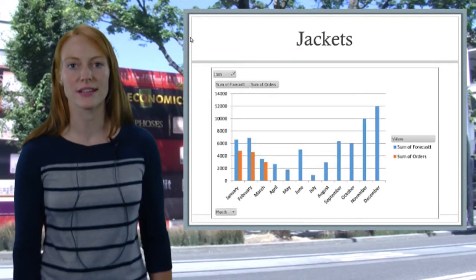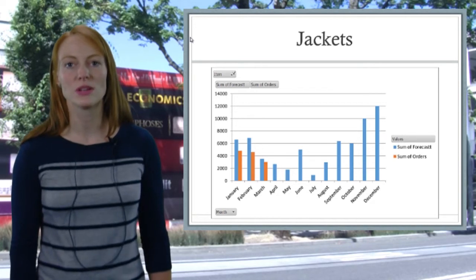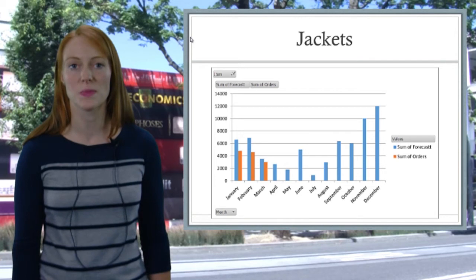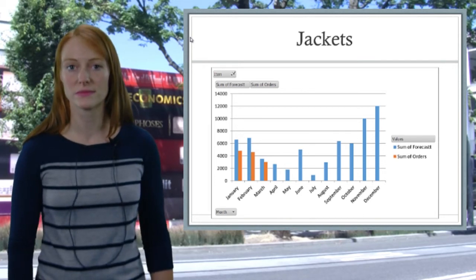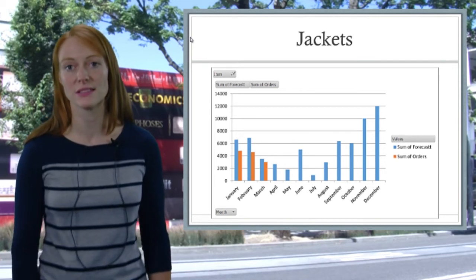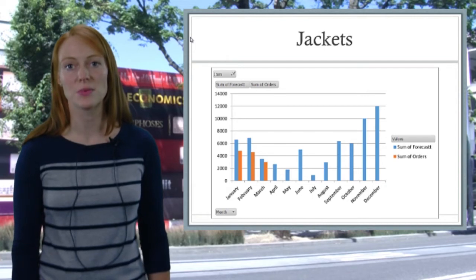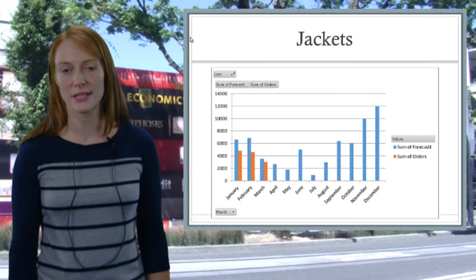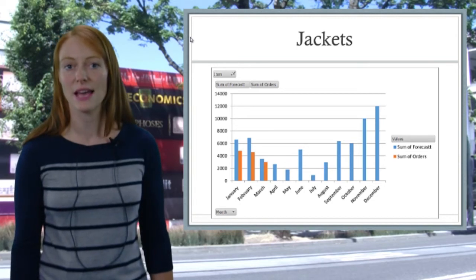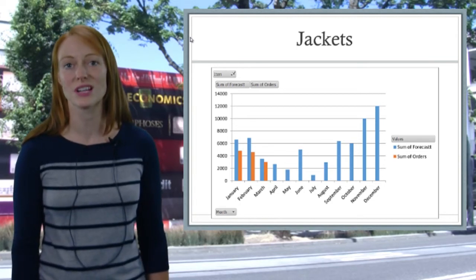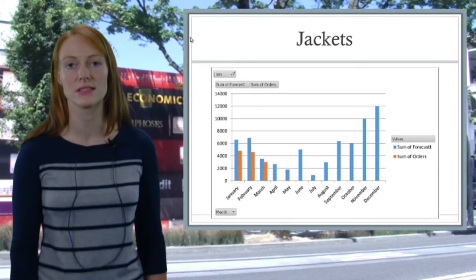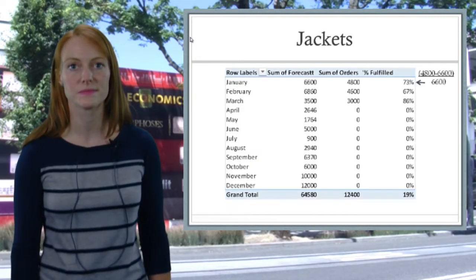So let's start with our jackets business. So the blue bar here is our forecast, so what we originally anticipated our jackets demand to be looking into the future, and our red bar is how orders have actually come in for Q1. So just quickly gazing at that, we can see that in Q1 our orders are actually less than what we anticipated in forecast. So let's dig into this a little bit deeper.